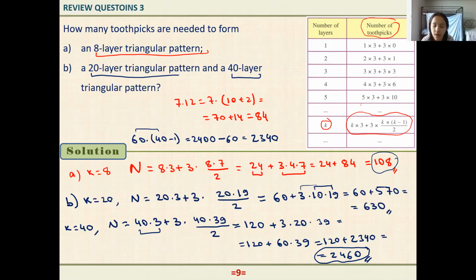Wow, that's a lot. Wow, really? Yeah, that's a lot of toothpicks. Yeah, it's not much. Sometimes if you are making a huge building, you are using millions of small pieces.